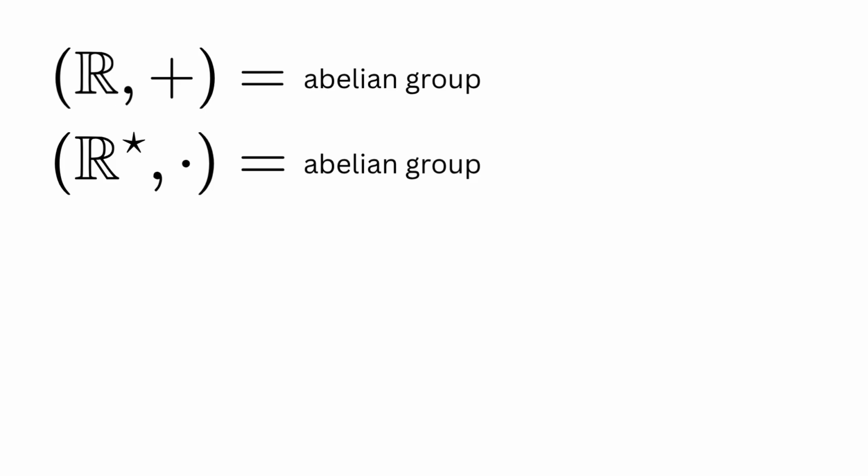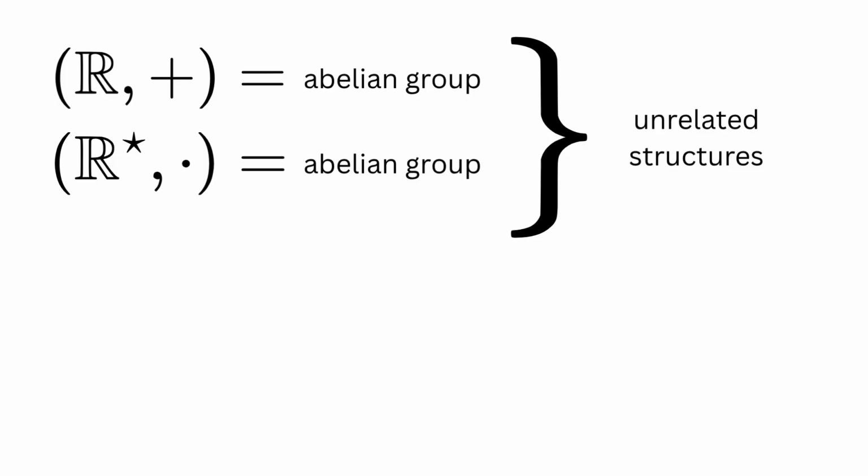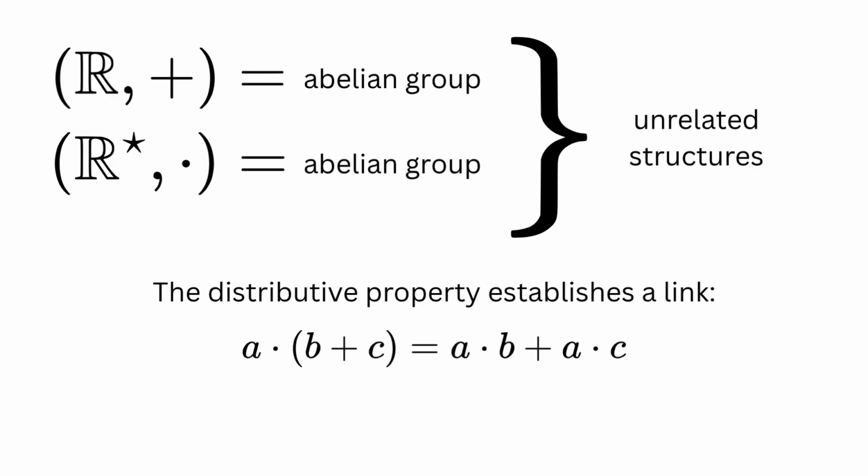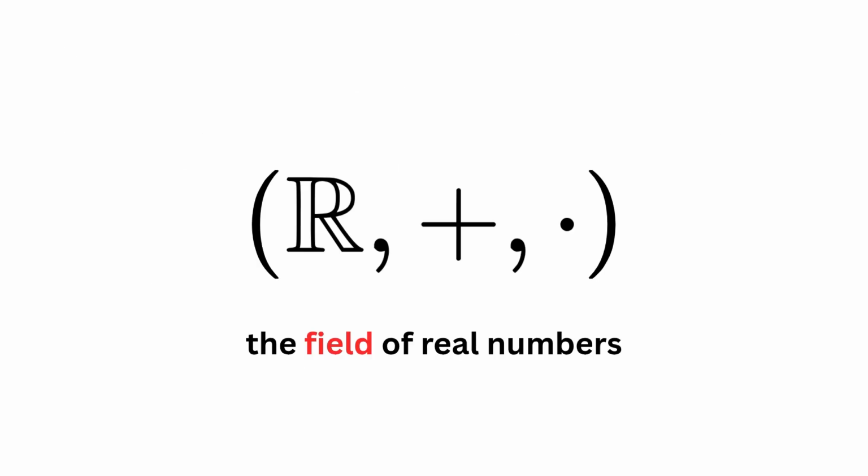So, the set of real numbers with the addition and multiplication has two abelian group structures. These structures are unrelated unless we introduce a way to link them. The link is provided by the distributive property. This way we have established a very rich structure in the set of real numbers. This structure is now called a field.